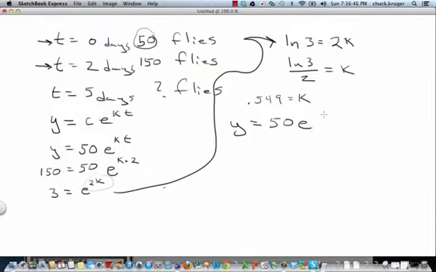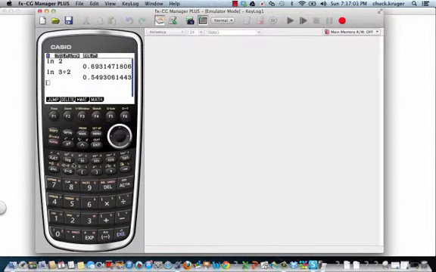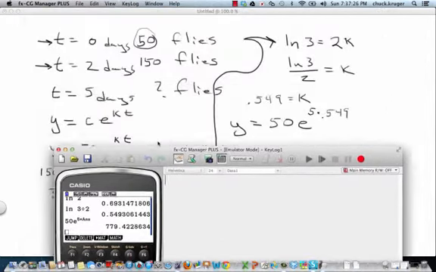e to the, 5 days times 0.549. And so y is going to be, and I'm going back to my calculator here, I'll have 50, and I'll go shift natural log to the 5 times my answer that I just computed, this 0.549, and I'm going to have about 779 flies.